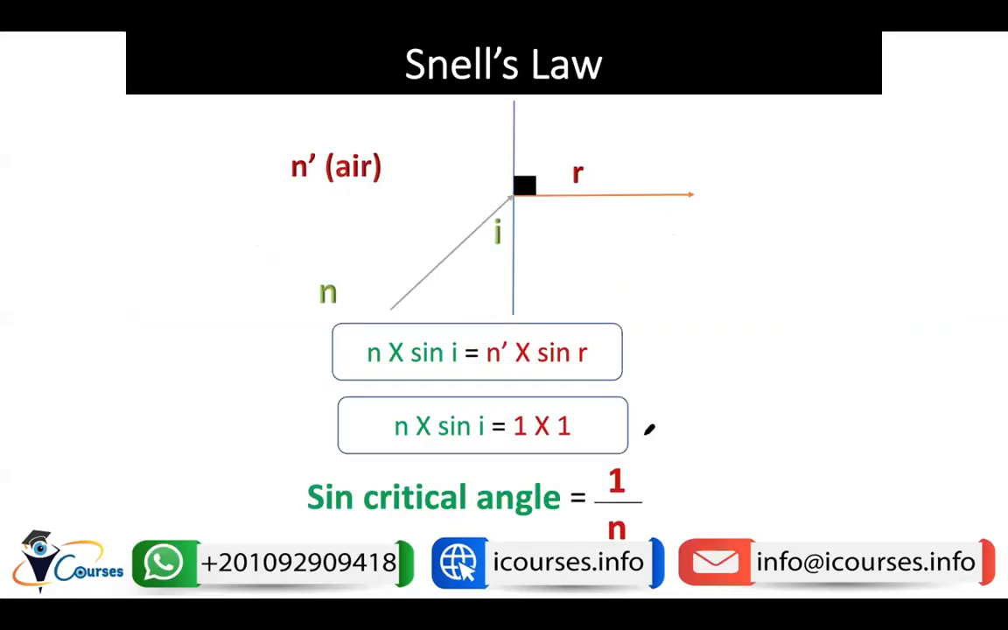The critical angle will be determined by the refractive indices of the more dense and less dense medium. This is according to Snell's law. Snell's law states that the refractive index multiplied by the sine of the angle of incidence is equal to the refractive index of the second medium multiplied by the sine of the angle of refraction. So if one of the media is air, then the sine of the critical angle will be equal to 1 divided by the refractive index of the more dense medium.